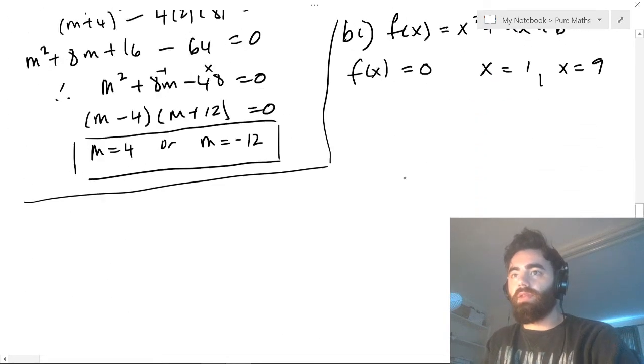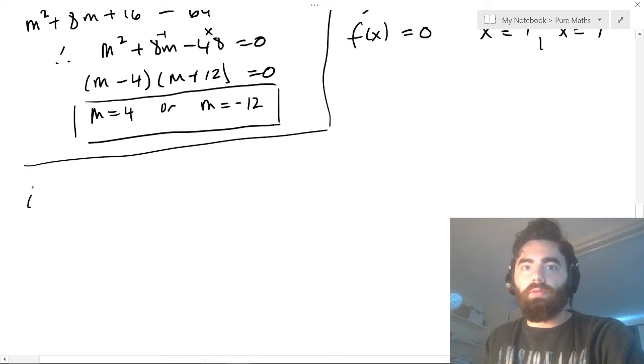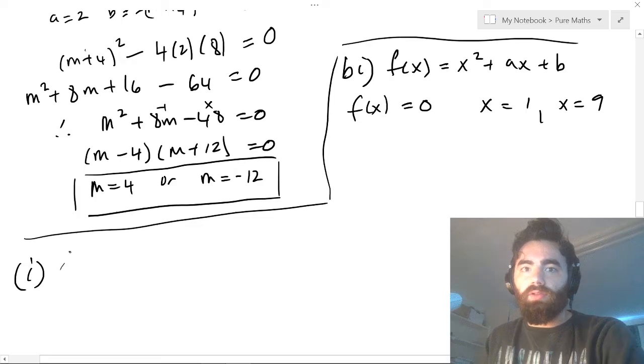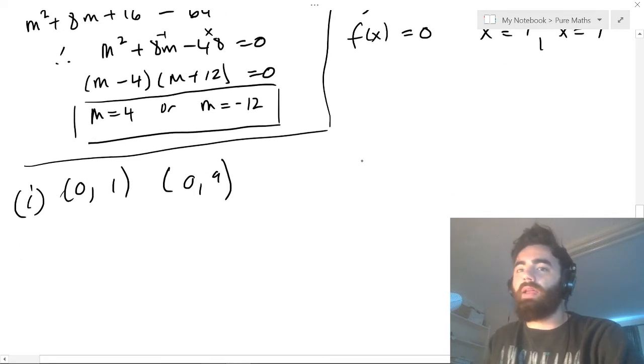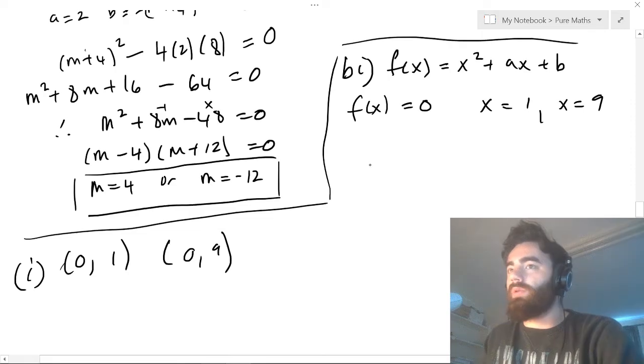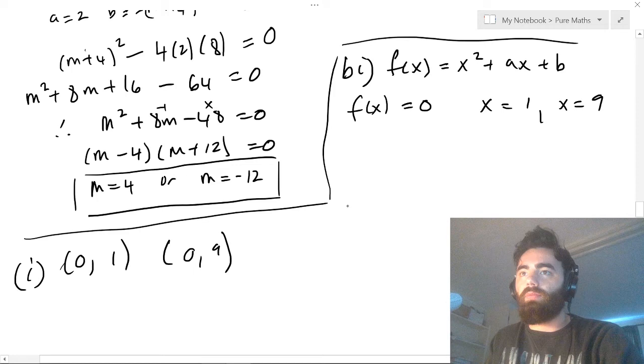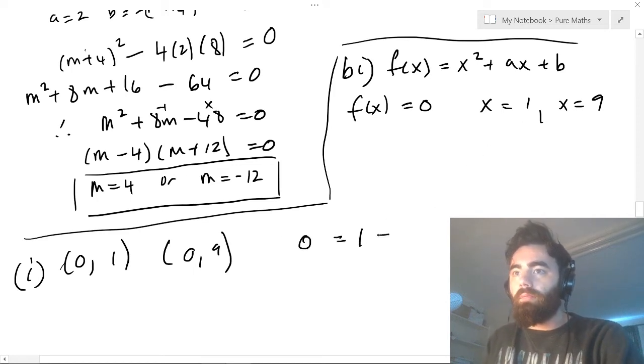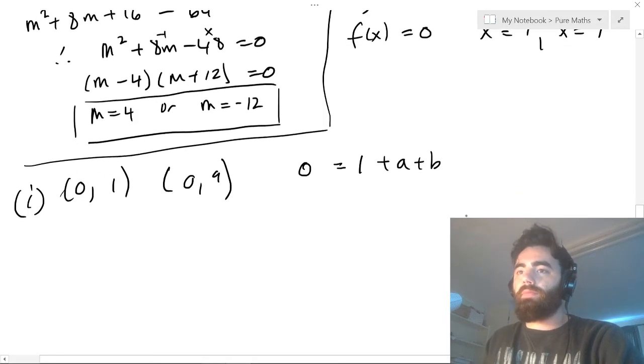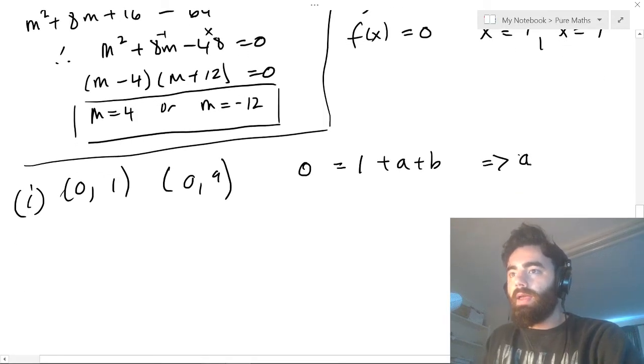Well, you can just substitute them in. Yeah, so let's look at this here. We just substitute the points 1, 0 in and 9, 0. Then we're going to have two equations involving a and b, and then we can find out, if you have two equations involving two unknown variables, you can then find both of those variables. So this is 0 equals, and when we plug in 1, we get 1 plus a plus b. So we get a equals minus 1 minus b.